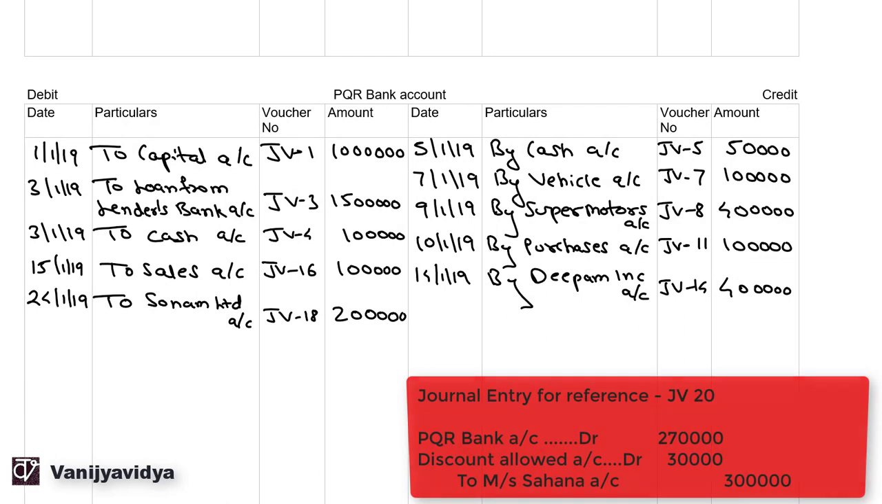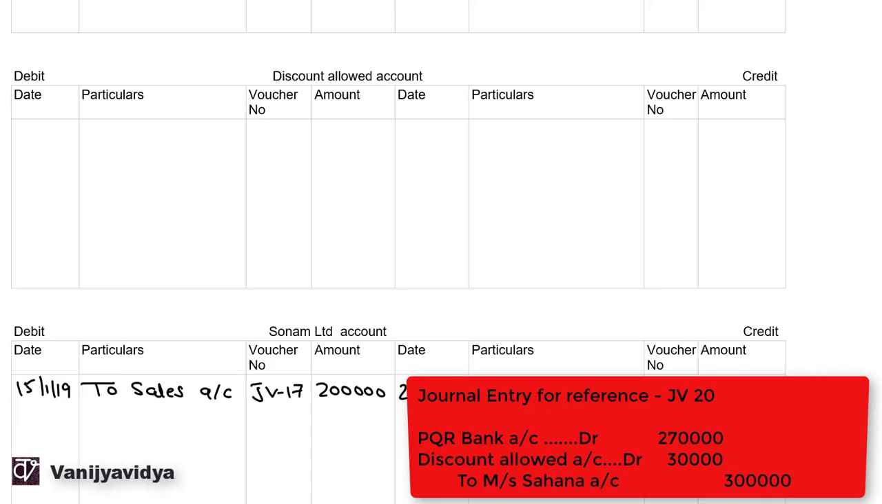On the debit side of PQR bank account 26 Jan 2019 to Messrs Sahana account JV20 and amount will be 2,70,000. Since PQR bank account is debited by 2,70,000, amount will be 2,70,000. Discount allowed account debit side 26 Jan 2019 to Messrs Sahana account JV20, amount is 30,000. Since the discount allowed account is debited by 30,000 in the journal entry, amount is 30,000.